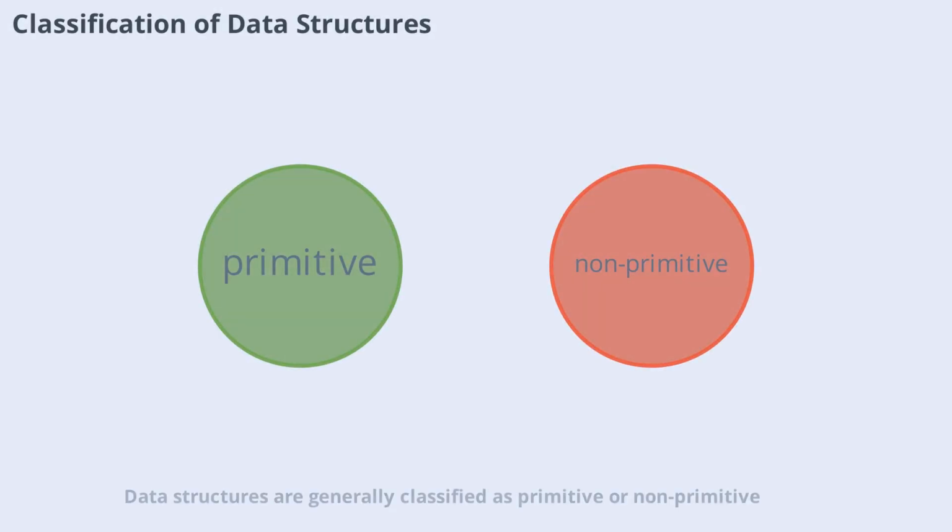Data structures are generally classified as primitive or non-primitive. Primitive data structures are basic types like integers, characters, and booleans, directly supported by programming languages. Non-primitive data structures are built using primitive types and include arrays, linked lists, stacks, trees, and graphs. Non-primitive structures can be further divided into linear and nonlinear types, depending on how their elements are arranged and accessed.